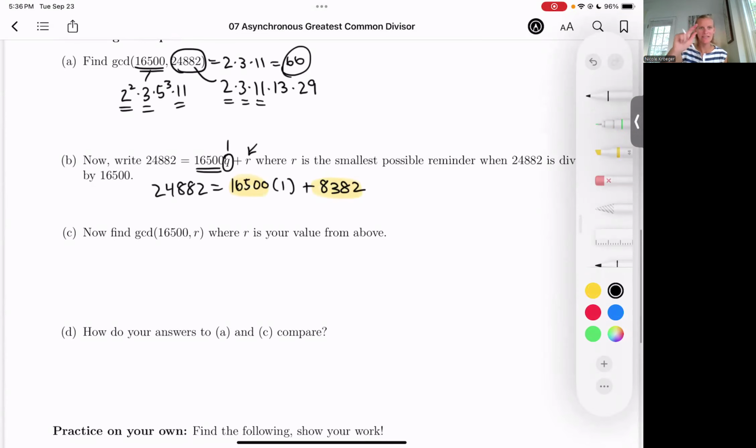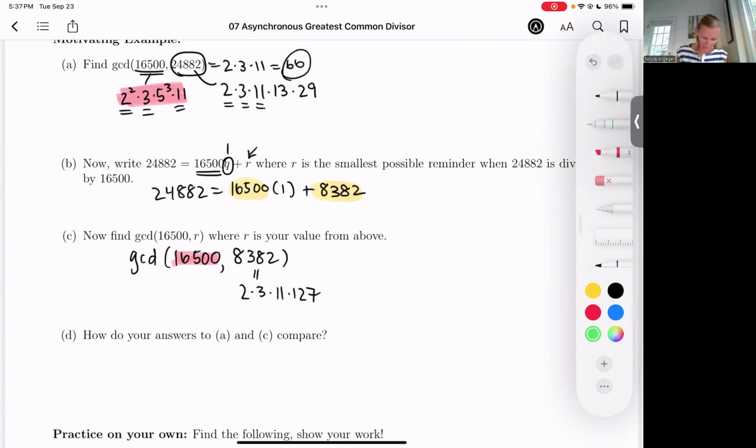So I'm looking at the GCD of my original smaller number together with the remainder. So I'm looking for the GCD of 16,500 and 8,382. We already know the factorization of the 16,500. That didn't change. And if I give you this factorization, this ends up being 2 times 3 times 11 times 127. I'll let you verify that. And 127 turns out to be prime.